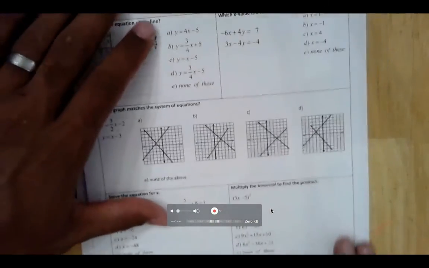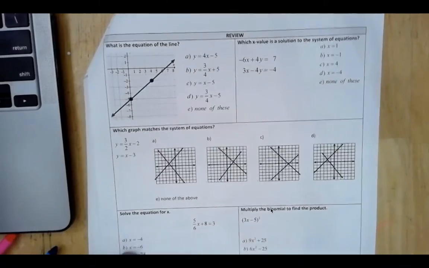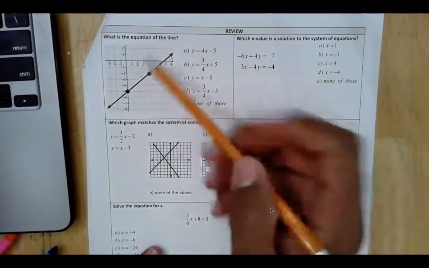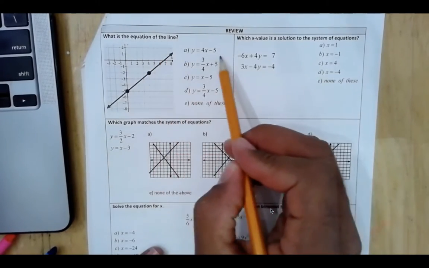All right, so this is your last page of the review. So page 3. Okay, so again, these are a lot of review questions that are from previous chapters. Okay, so the first thing is, what is the equation of the line?